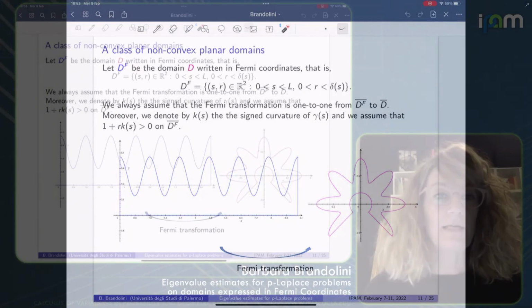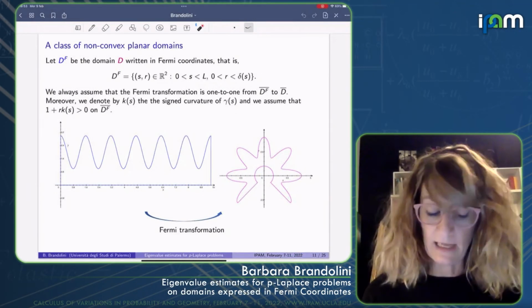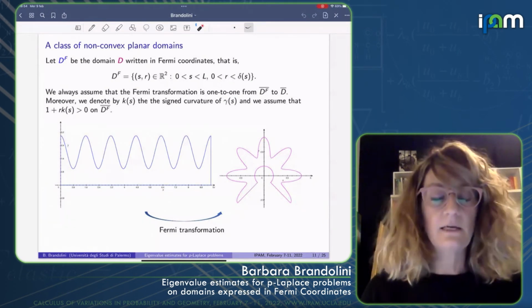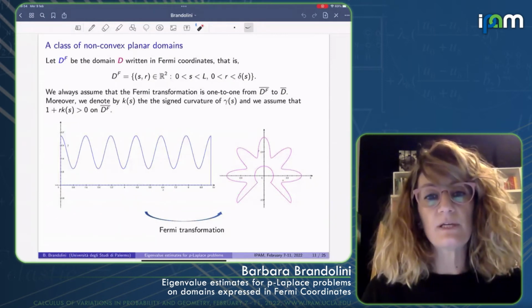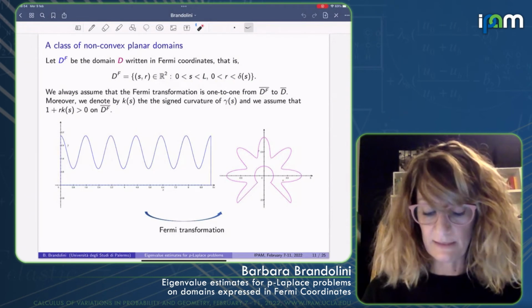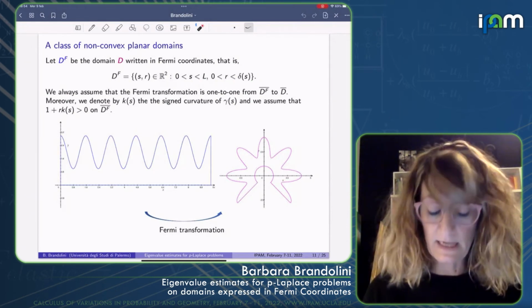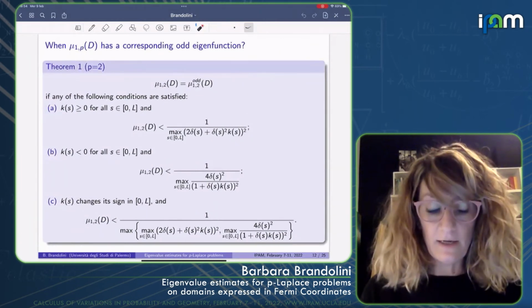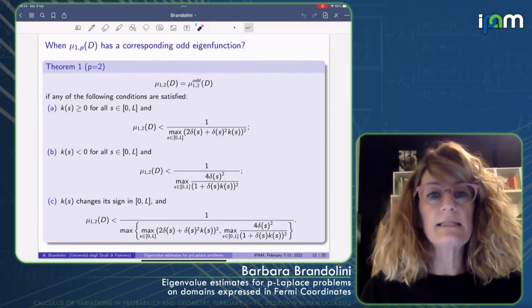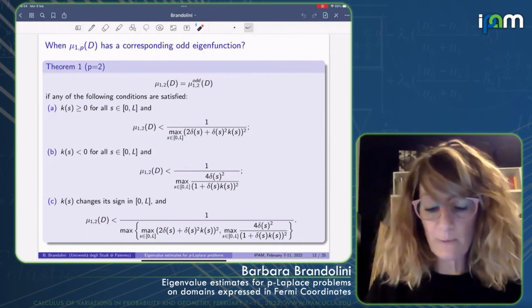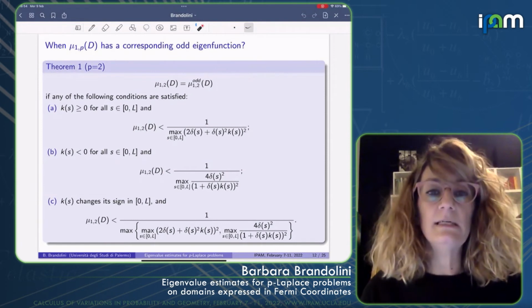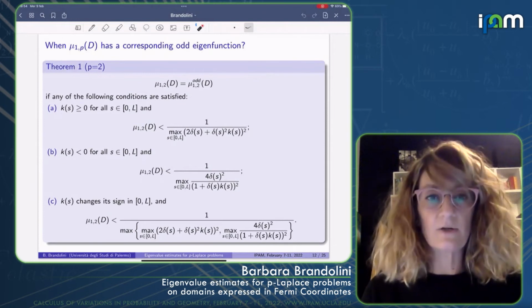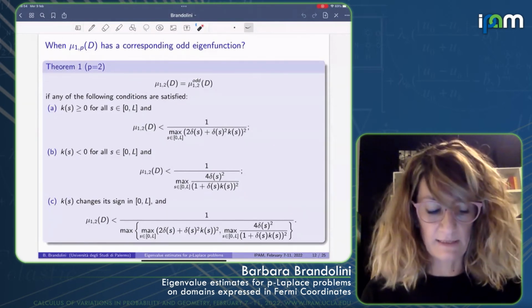Some natural questions arise when one deals with this class of sets. The first one is: if we have a symmetric set, is it true that μ1 has a corresponding eigenfunction which is odd with respect to the vertical axis? We can answer this question with a positive answer, at least when p is equal to 2 and the set is thin enough. So I will write μ1 equal to μ1 odd, and this means that μ1 has a corresponding eigenfunction which is odd with respect to the vertical axis.